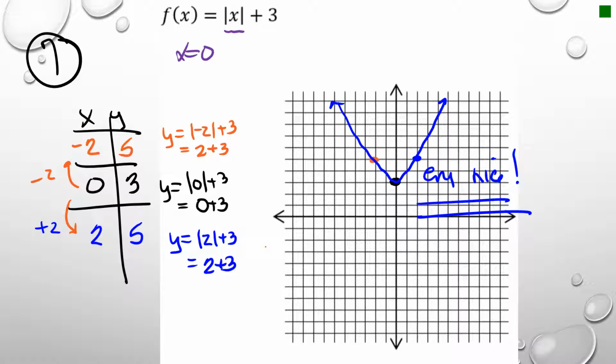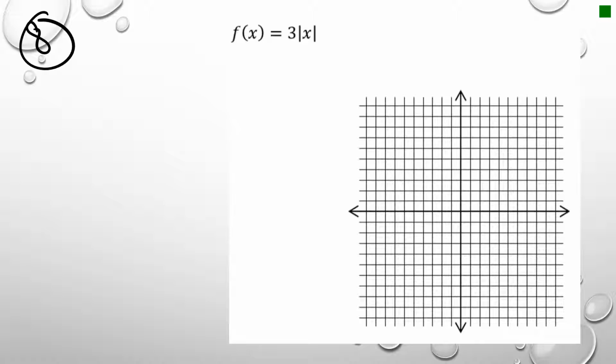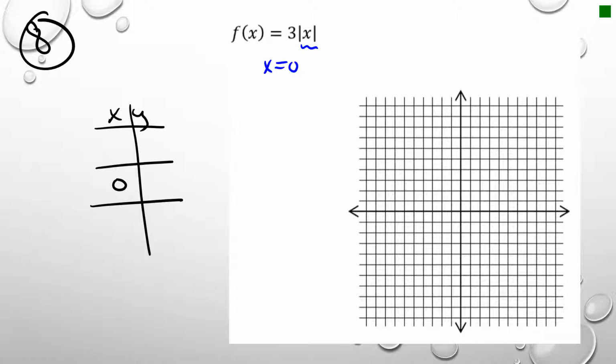All right, last slide. So we have the inside of the absolute value is just x. So we're going to set x equal to 0. That means on our t-chart, 0 is going to be our middle x. We're going to substitute it in. 3 times the absolute value of 0. The absolute value of 0 is 0. 3 times 0 is 0. There it is, 0, 0.